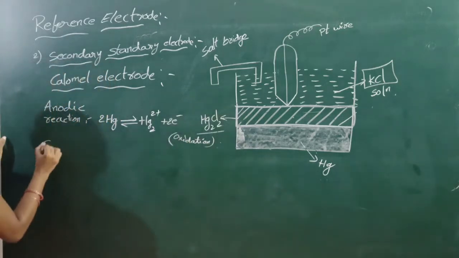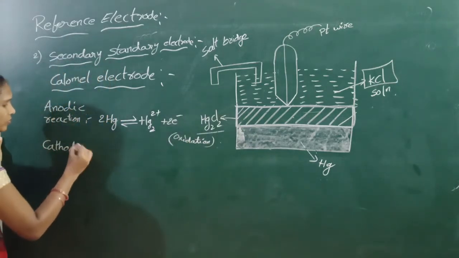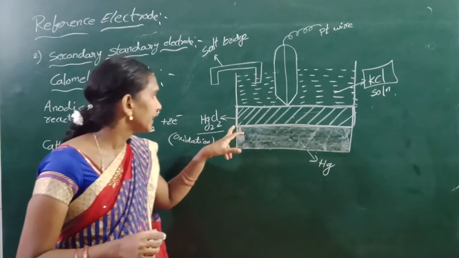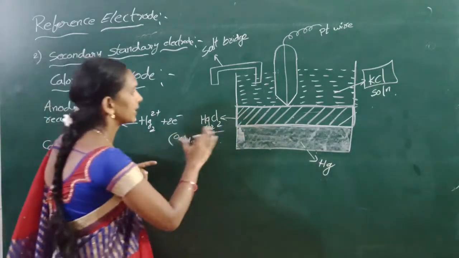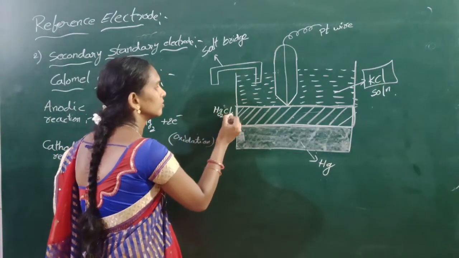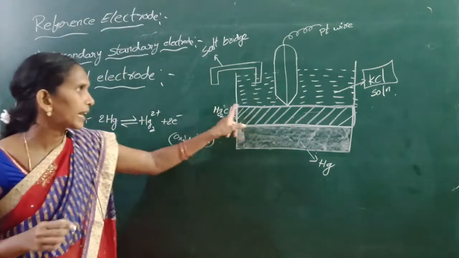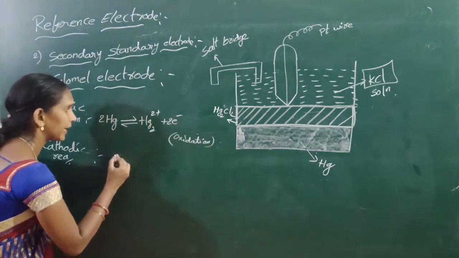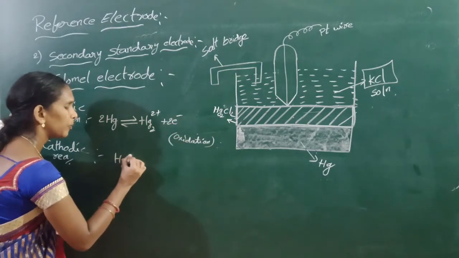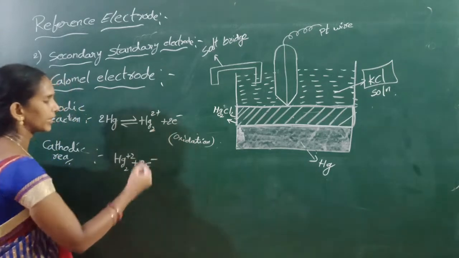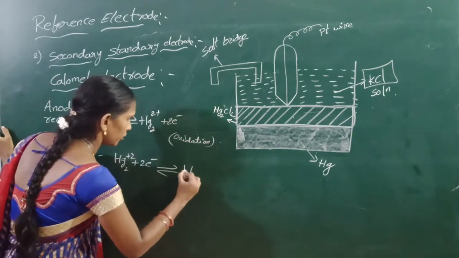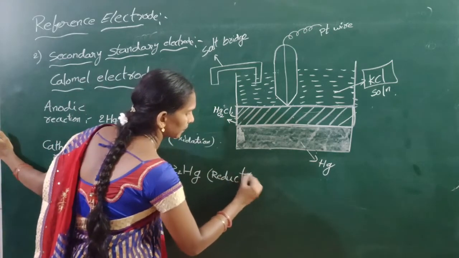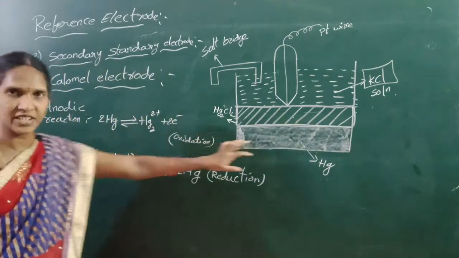Next, the cathodic reaction. In the cathodic reaction, this electrode undergoes reduction. That means Hg2 2+ plus 2 electrons gives rise to 2 Hg. This is reduction. This is the reference electrode.